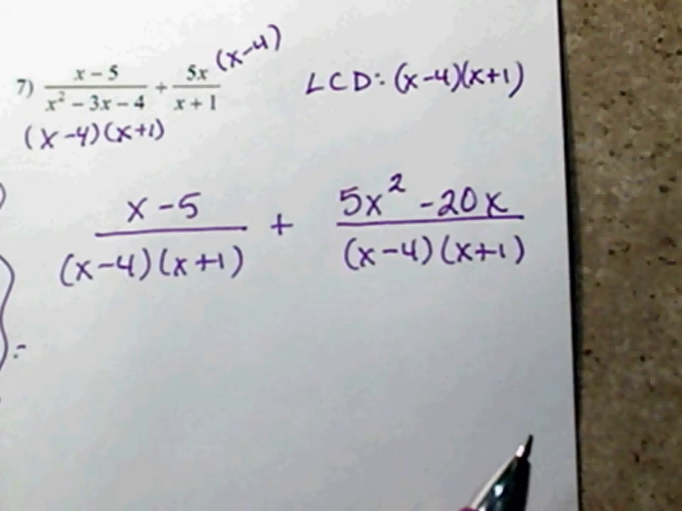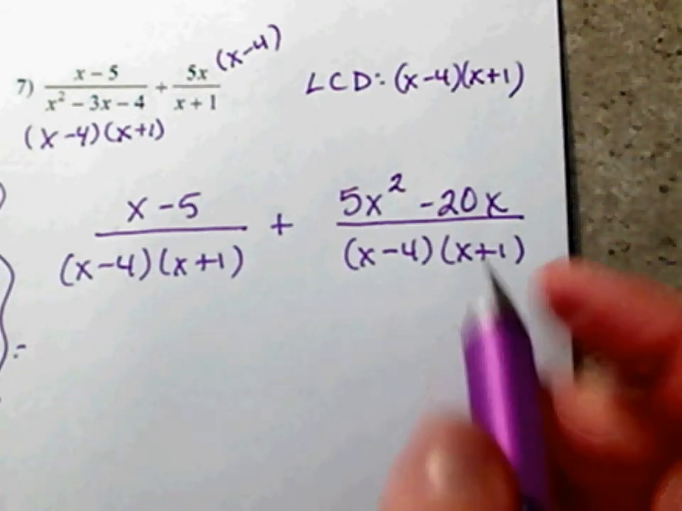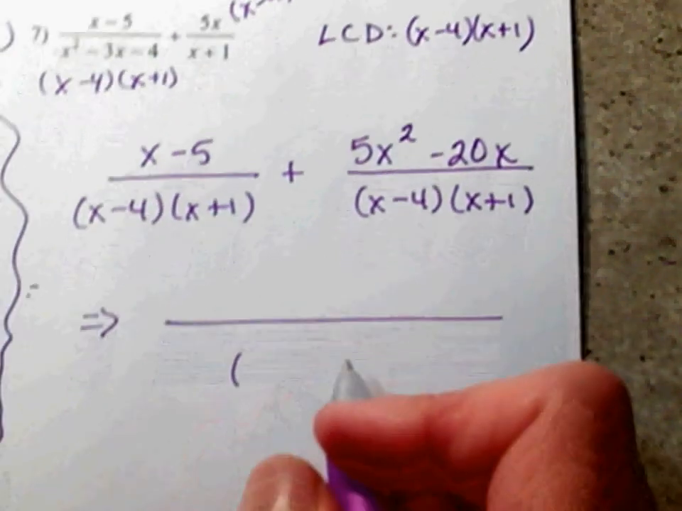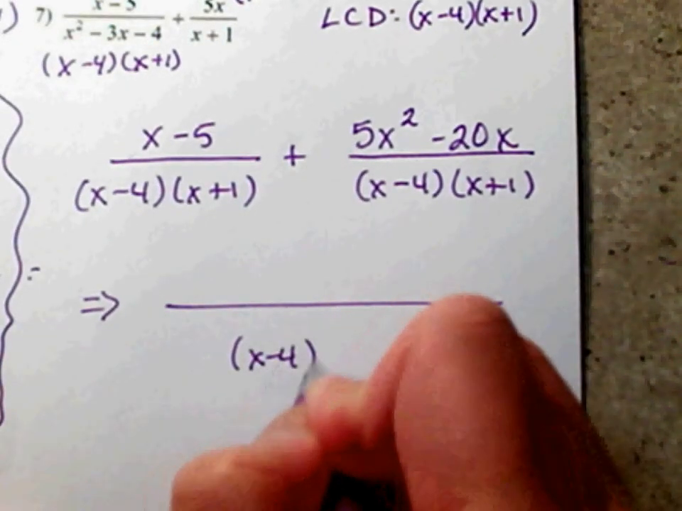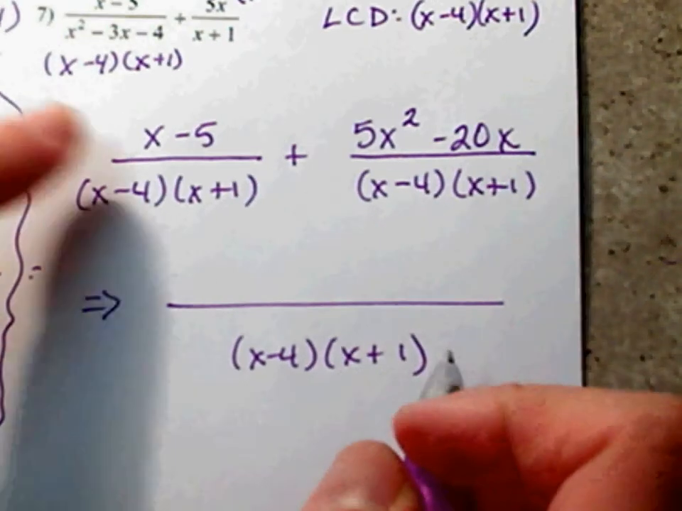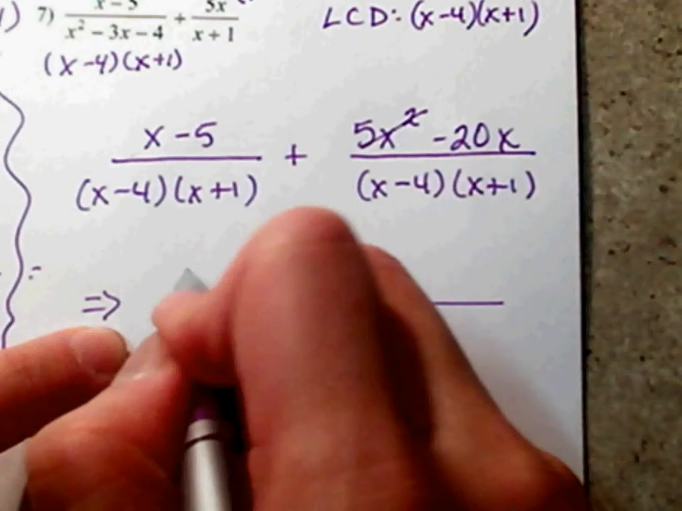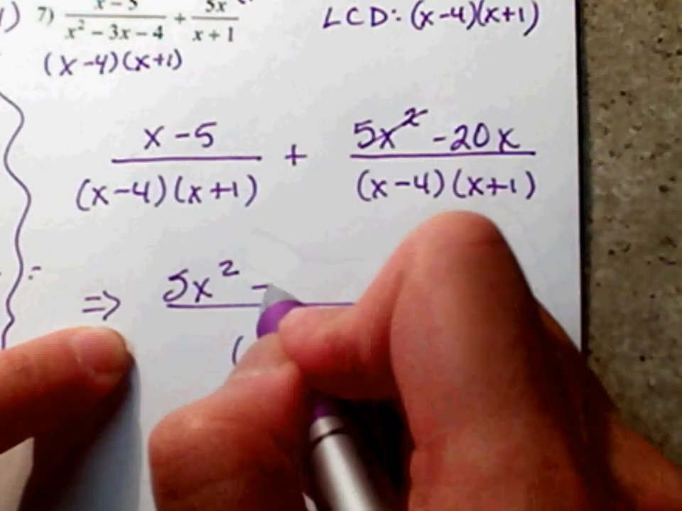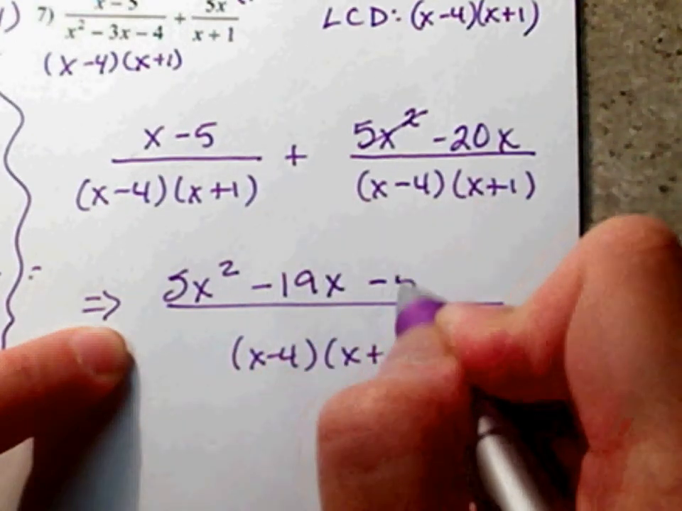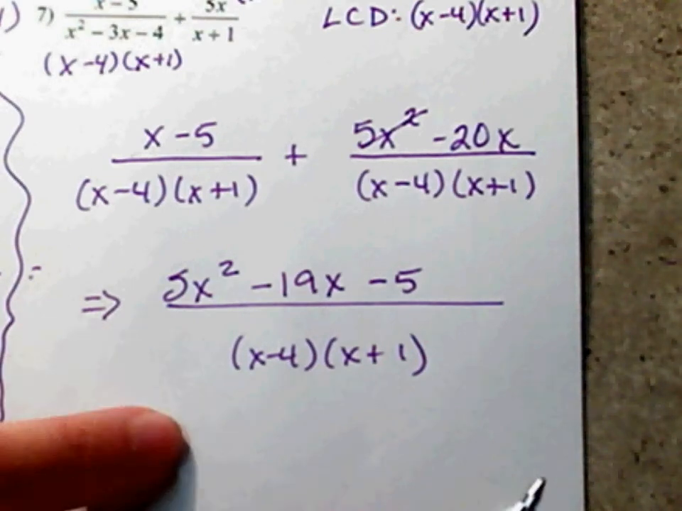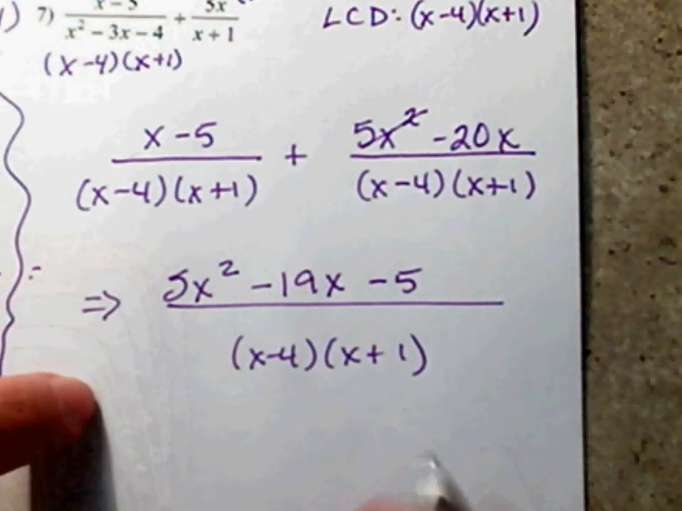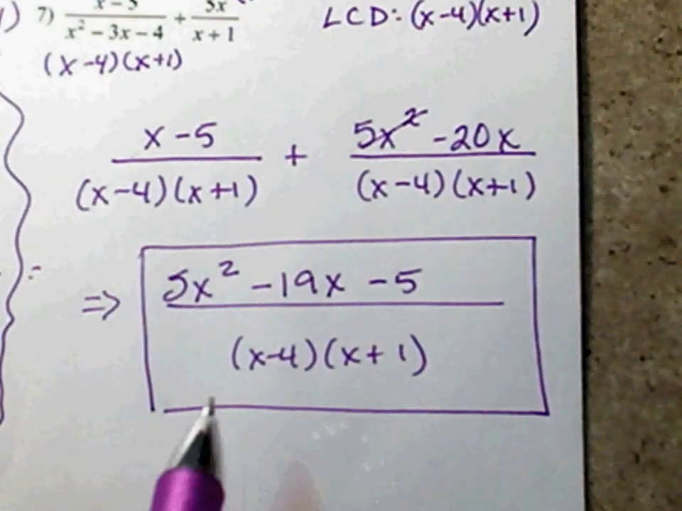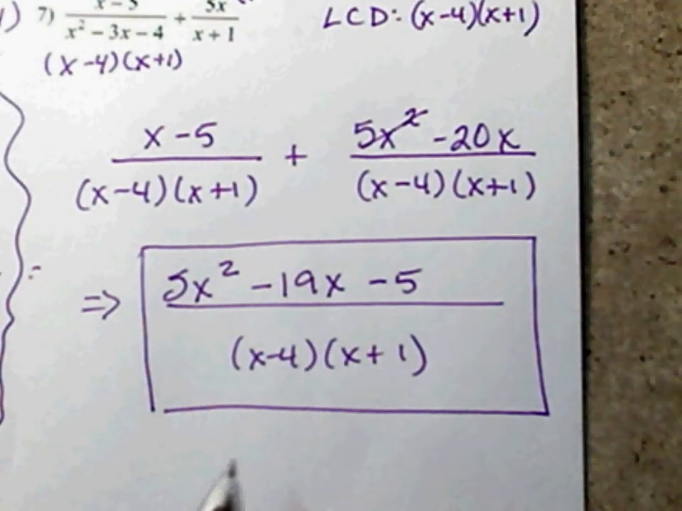Now, go ahead and rewrite it as 1. There's your denominator. X minus 4 times x plus 1. Combine your like terms. I'm going to write this one first. 5x squared minus 20x is negative 19x minus 5. You can go ahead and factor that down if you can, but if not, this is your final solution, okay? Because you really can't factor that down. That's already simplified. There's number 7.